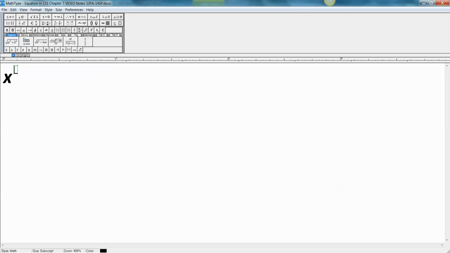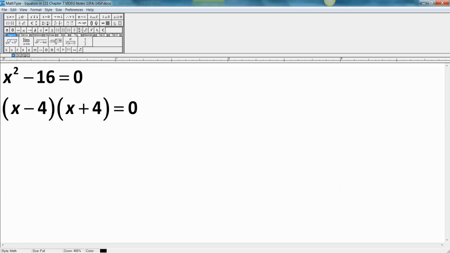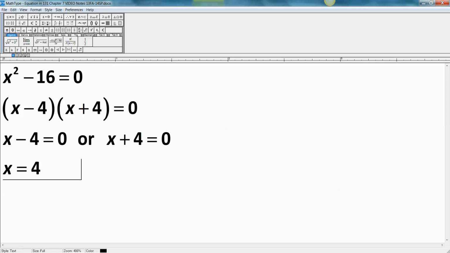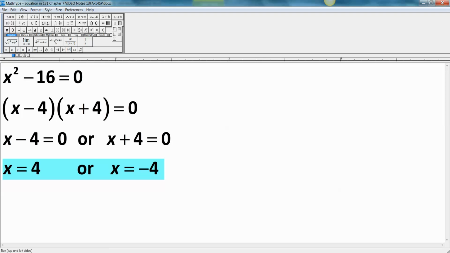So if you recall, if you have x squared minus 16 equals 0, then you factor: x minus 4, x plus 4 equals 0. That means either x minus 4 is 0 or x plus 4 equals 0. This would mean x is 4 because you'd add 4 to both sides. Or x equals negative 4, right? Because you'd subtract 4 from both sides. So there are your two solutions if you use factoring.